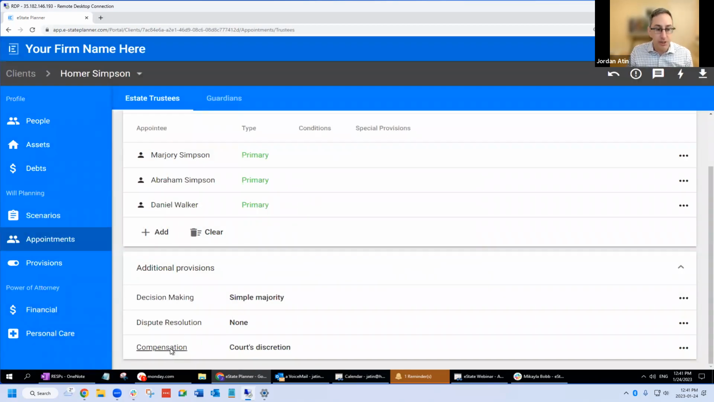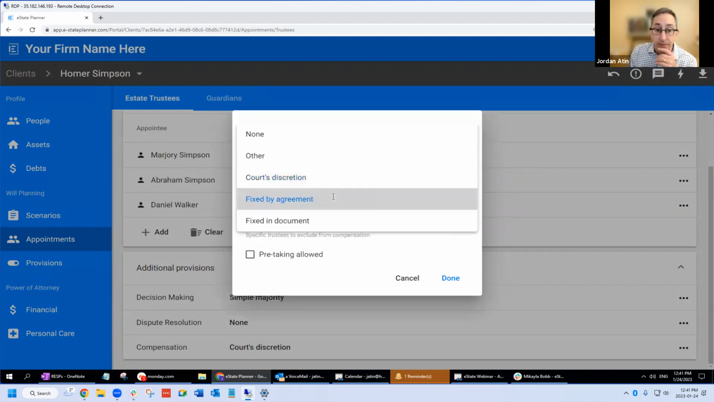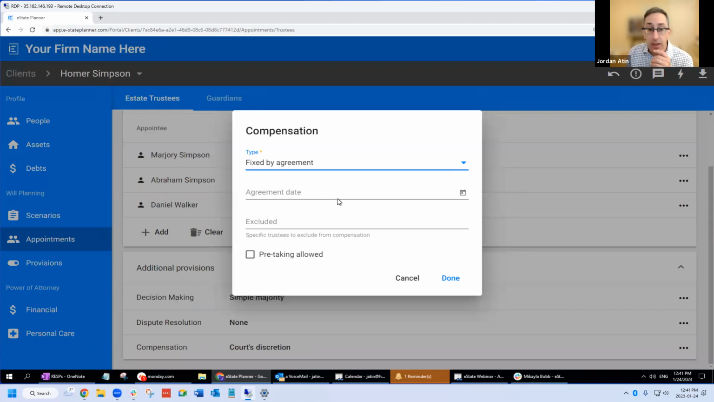And then we have compensation. Our default is the court discretion, which is our typical leave it up to the court or the consent of the beneficiaries, or if the beneficiaries can't agree or won't agree, then the court will determine the amount of compensation. That is our law by default in Ontario, and so that's our default. We also have options for fixing the compensation by an agreement. So you see that a lot in situations with trust companies.